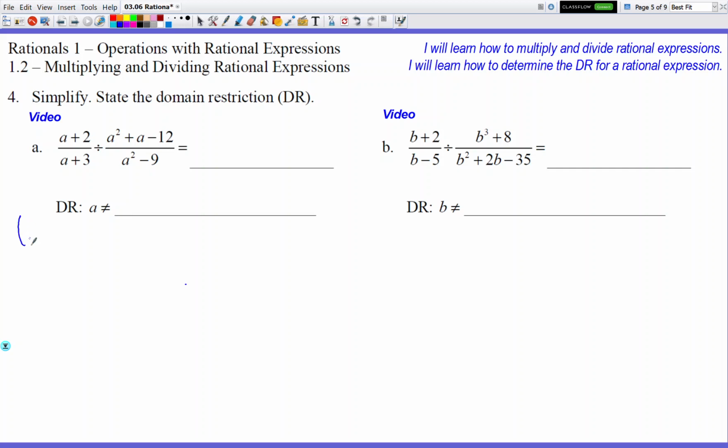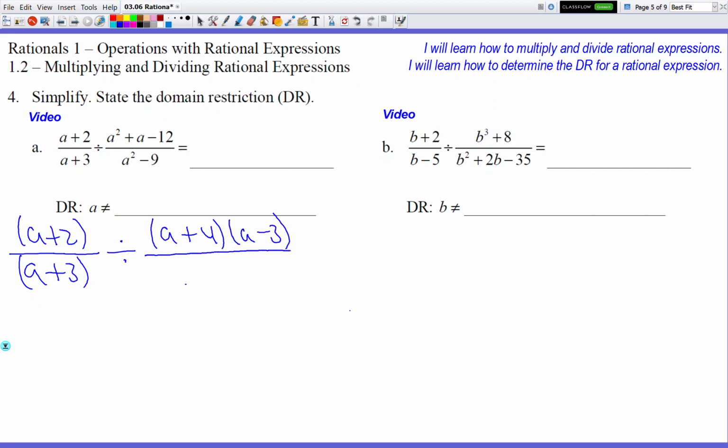Okay, so I've got a plus 2 over a plus 3 divided by, and I'm going to factor that top: a plus 4, a minus 3, because that makes -12 when I multiply and +1 when I add. And the bottom is going to be a plus 3 and a minus 3. Okay, so right now I have to do restrictions, because in a very short while, the a plus 3 and the a minus 3 are not going to be on the bottom anymore. Because when I flip the fraction, the a plus 3 and a minus 3 are going to go to the top. So I want to do domain restrictions now, because if I wait till the end, I'm going to forget that a plus 3 and a minus 3 were once on the bottom. So I want to do my restriction now.